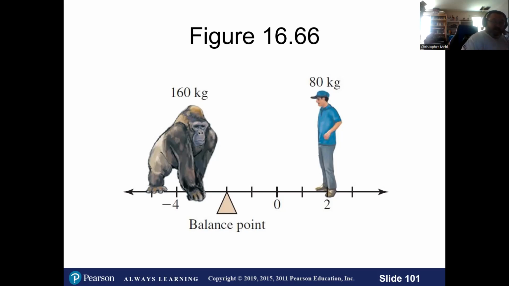So from the way we defined our coordinate system, our 80 kilogram man at 2 plus 160 kilogram gorilla at -4, divided by the sum of their masses, 80 plus 160. And we're going to get that -2 is the center of mass. So that's going to be the point where this thing is centered. Okay. Now we can generalize this to multiple objects.